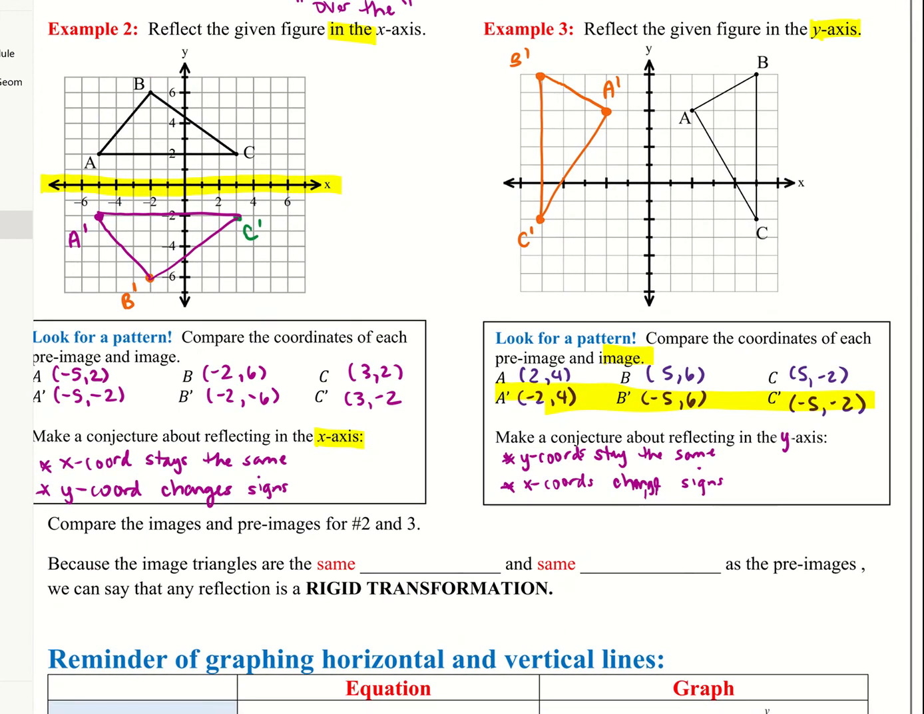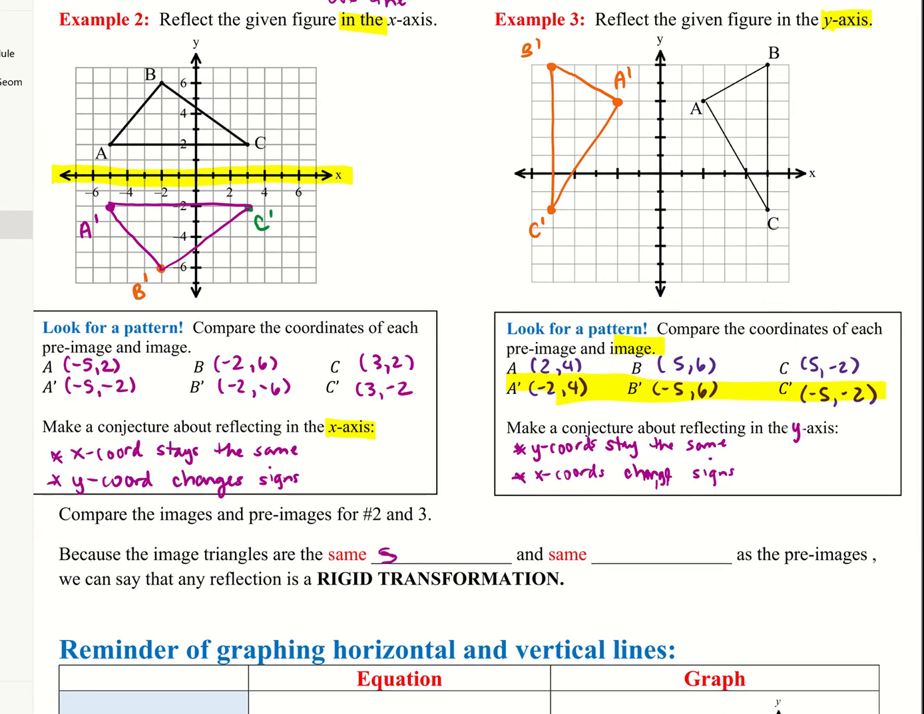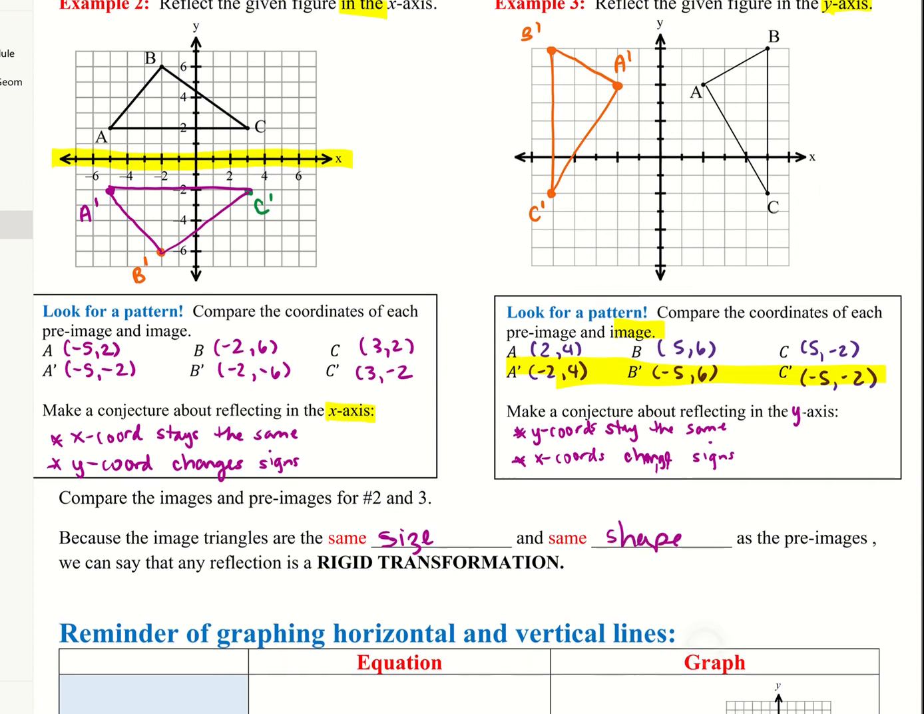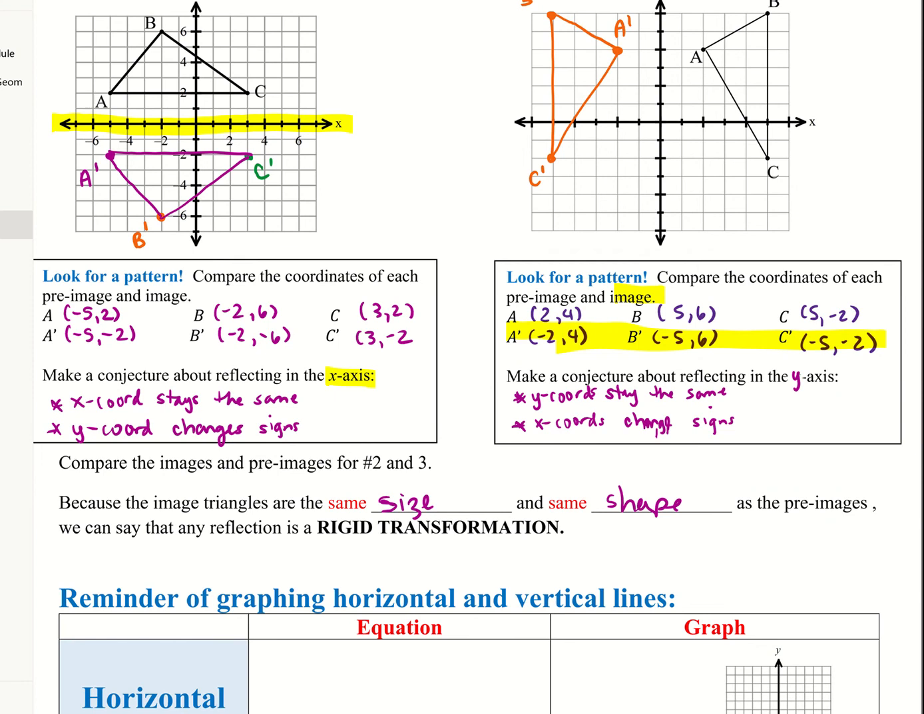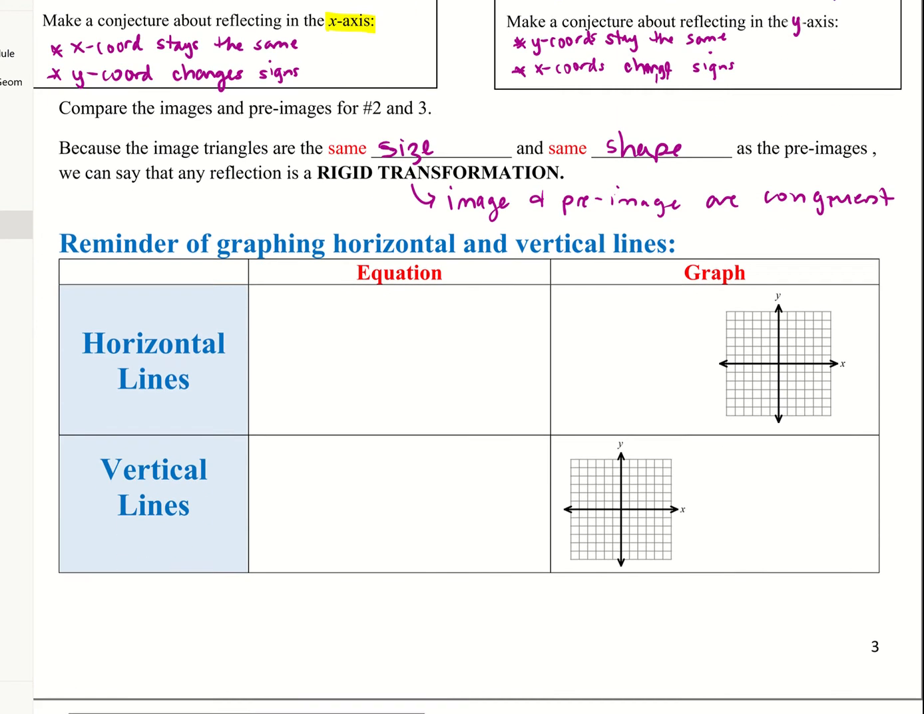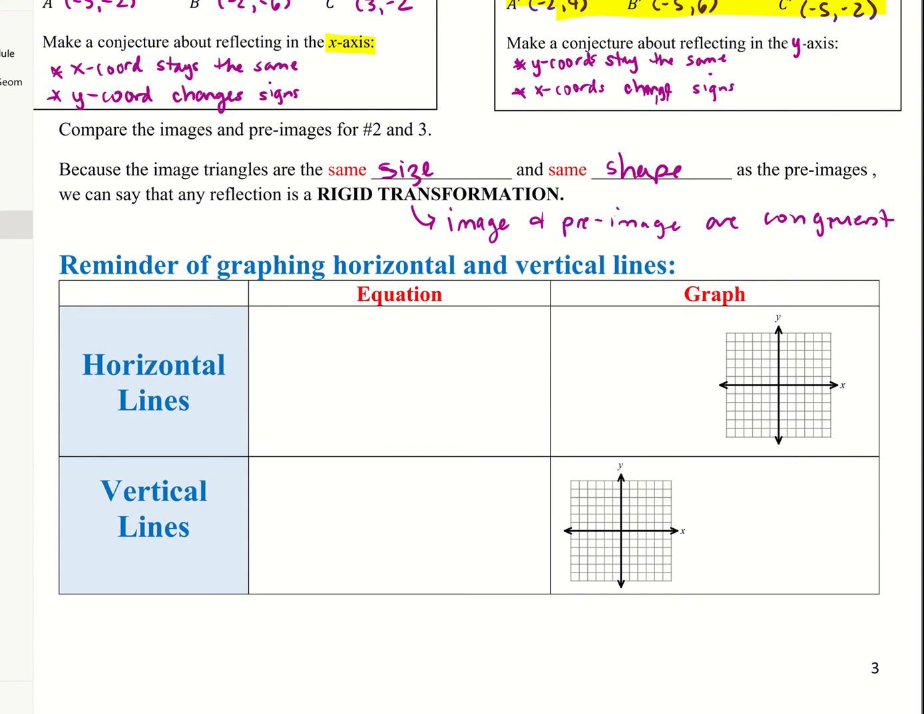Because the image triangles are the same size and the same shape as the original one, we can say that this is called a rigid transformation, which basically just means that the image and the pre-image are congruent. They're the same size and shape. If it's a rigid transformation, we're not changing the size and shape, we're just maybe flipping it over or moving it, if you will.